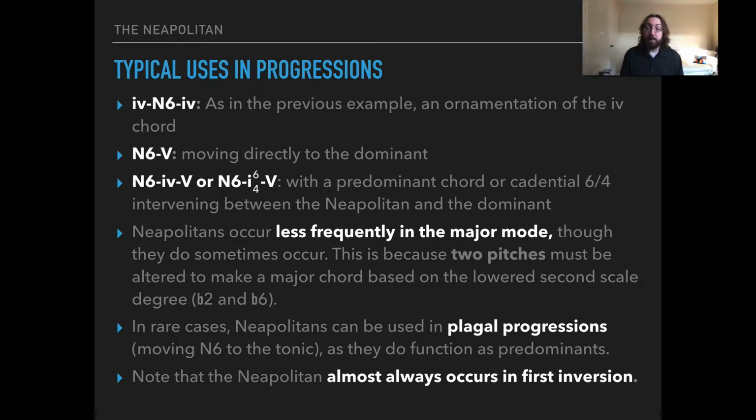In rare cases, Neapolitans can be used in plagal progressions, moving from Neapolitan 6 directly to the tonic. Remember that Neapolitans are functioning as predominants, so this actually makes sense because it works in a plagal context. And note that the Neapolitan is 99% of the time going to occur in first inversion. And there's great arguments back and forth as to whether a root position Neapolitan even exists. We won't get into that right now, and suffice it to say, if you use Neapolitans in your progressions, try to use them in first inversion always.